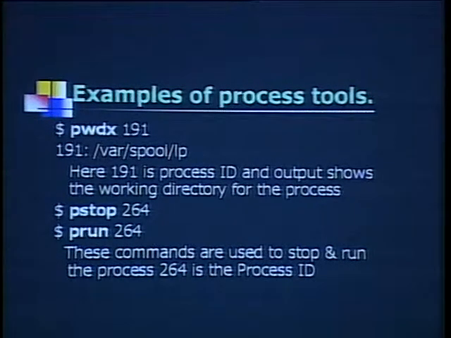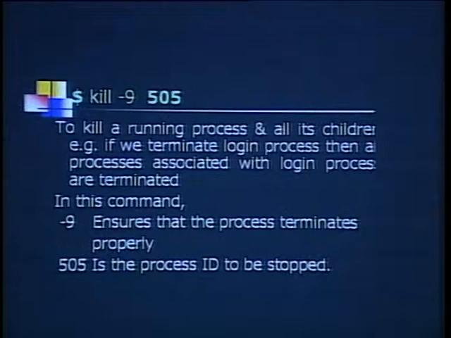You can use prun command to execute the stopped process, that is prun followed by the process ID number, that is 264. You can use kill command to terminate a process. In this slide, we are using kill followed by -9 switch, then the process ID number, that is 505. -9 switch ensures that this process will be terminated properly.